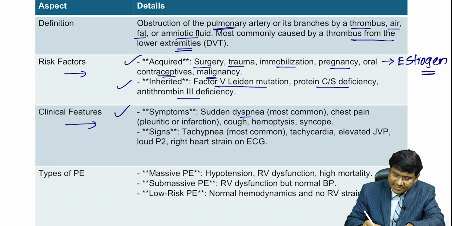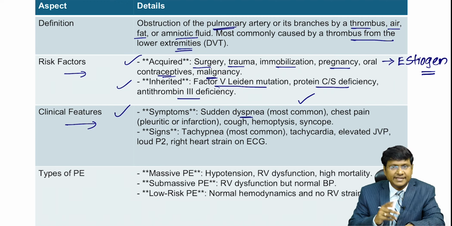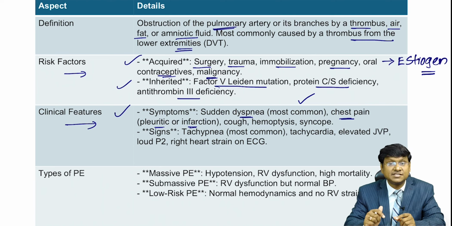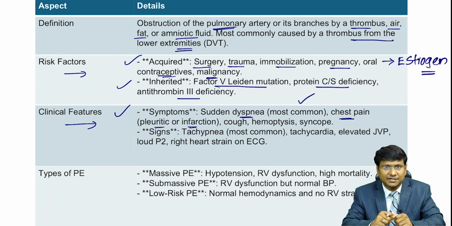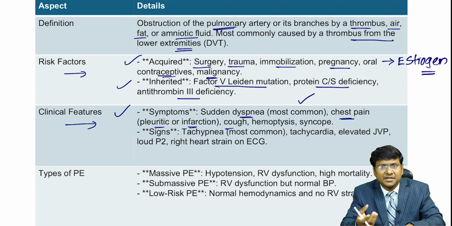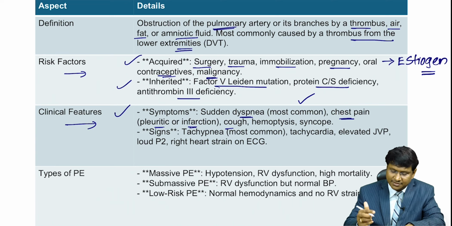So sudden onset dyspnea, that is the most common finding. Followed by that, these patients will have chest pain, and that too is pleuritic. Why is this chest pain? This is due to pulmonary infarction, or it could be because of the pleuritis. And this infarcted lung parenchyma can irritate the airway, which can result in the cough.